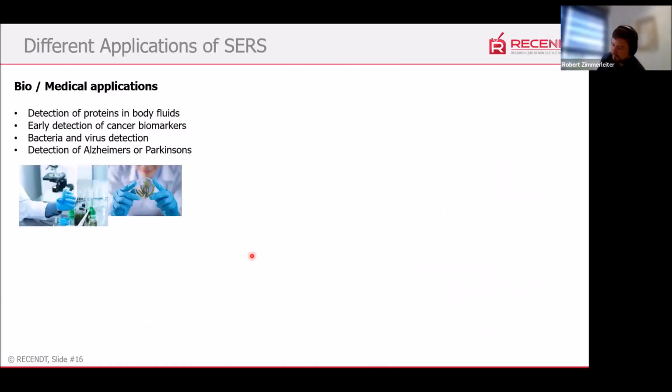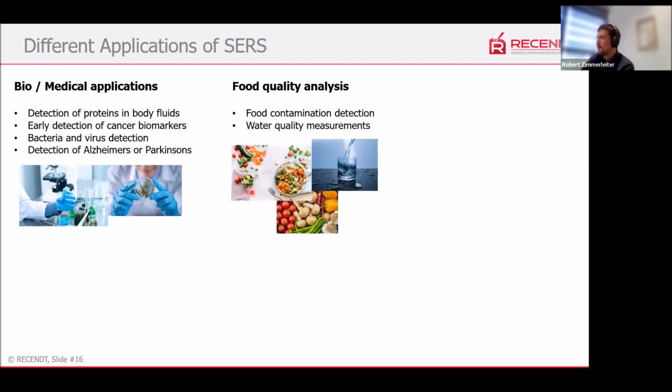So this brings me to a slide with some different applications of SERS where it is being used today. There are bio and medical applications, which include the detection of proteins in body fluids. They can also be used for early detection of cancer biomarkers, for bacteria and virus detection, and also for the detection of various diseases like Alzheimer's or Parkinson's disease.